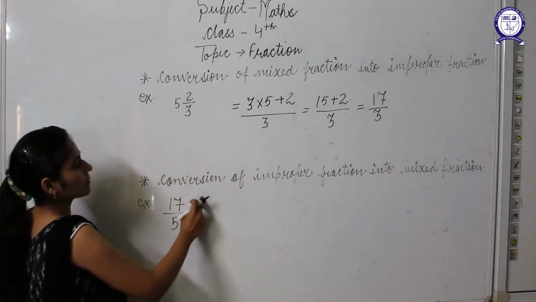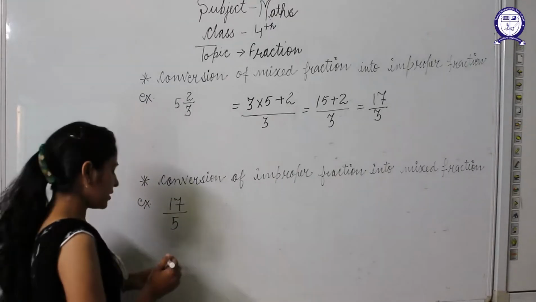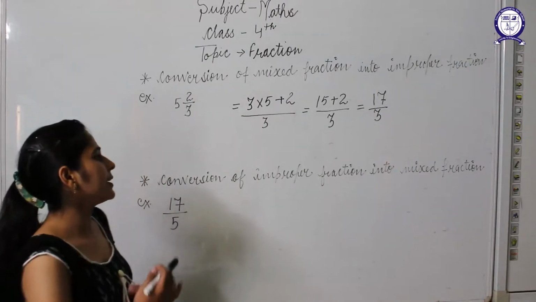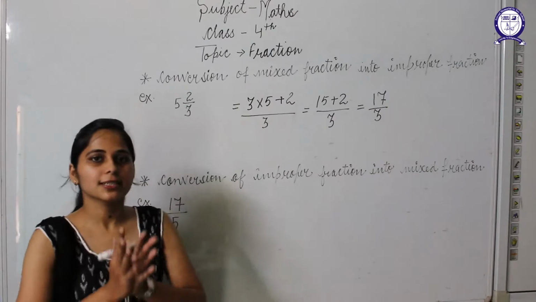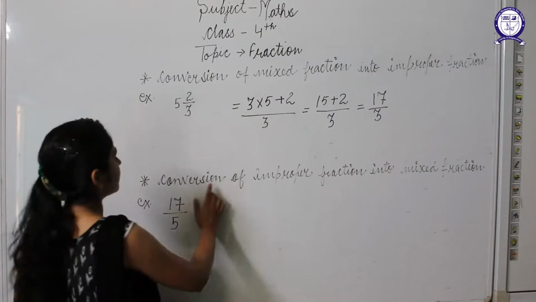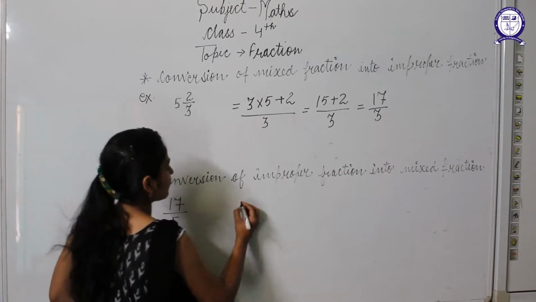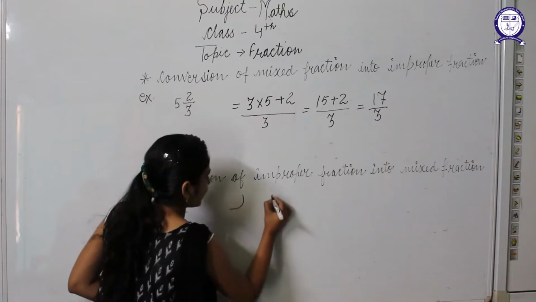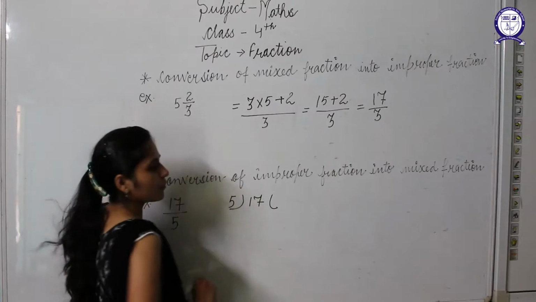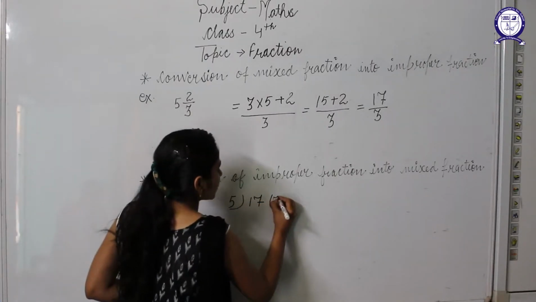Now in the next topic we will discuss conversion of improper fraction into mixed fraction. So here we have an example of 17 by 5. Before converting into a mixed fraction, you need to divide the numerator by the denominator. So here there can be any value of numerator and denominator. Now we will divide the numerator, that is 17, by the denominator, that is 5. In the table of 5, 17 doesn't come, so we will take a number smaller than 17.